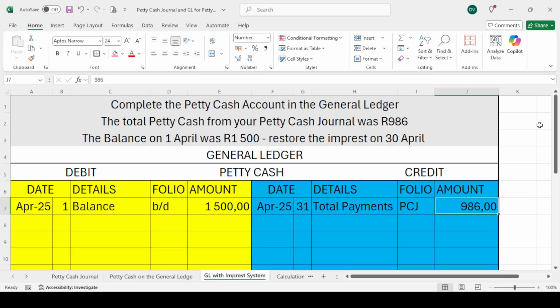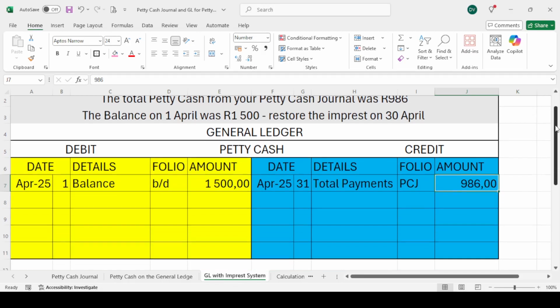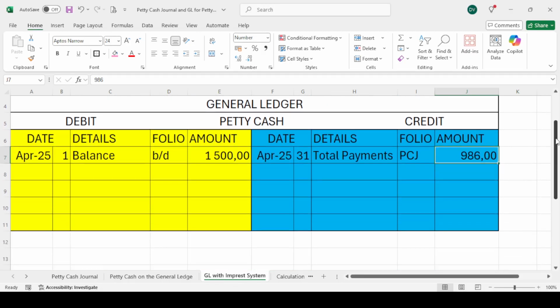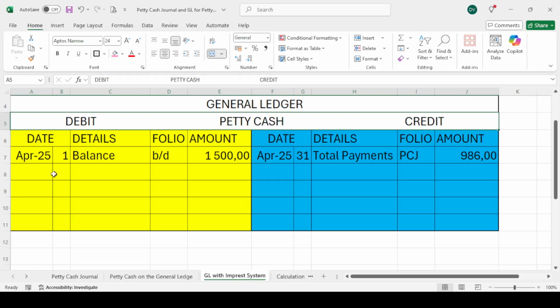Now, in order for you to put back in petty cash what you have used, we can see already that we need 986 Rand because that's what we spent, right? So we need to put back 986 Rand. And when we put it back, it's going to make our petty cash more, right? So it will show on the debit side. I'm going to explain it to you nicely, but let me just show you what it looks like.